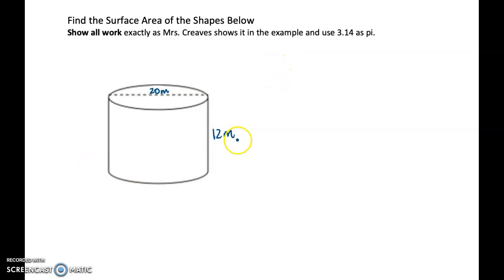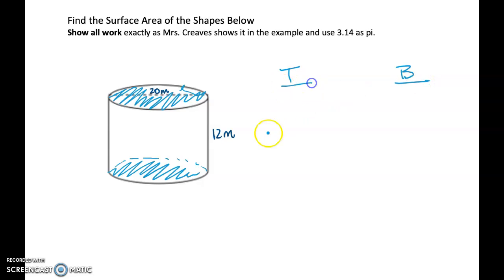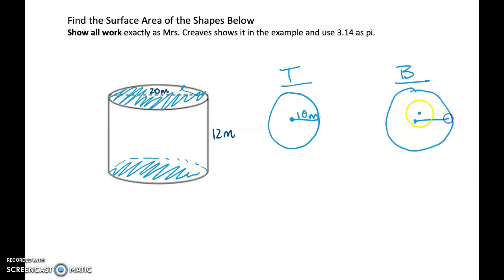Okay, so surface area for this one, let's take a look at these shapes. So here's a shape that I know. This is a circular top, and there is also a circular bottom. Okay, so we have a top and a bottom. So the top is this circle. It has a radius of 10 meters because the diameter was 20, so just be careful about that. Don't mind my totally lopsided circles. So let's remember the area formula for a circle is pi r squared.